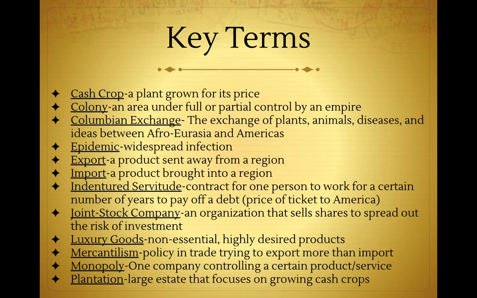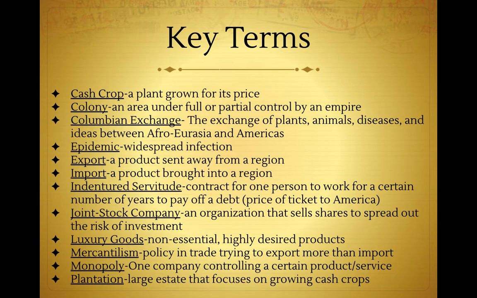These are plants that you grow for its price, for its payoff. Examples of these would be like sugar and tobacco. They're not crops that you can live off of. They're crops that you're going to make a lot of money off of. Then you got a colony.